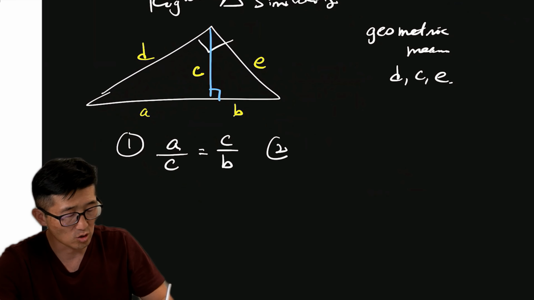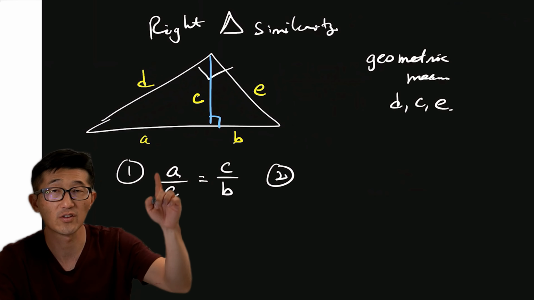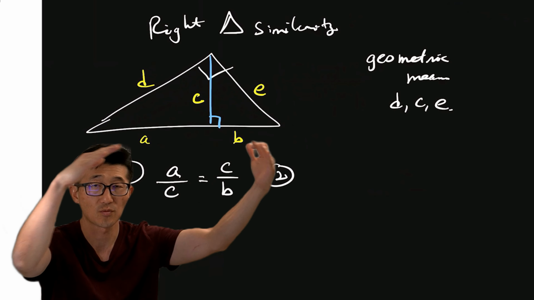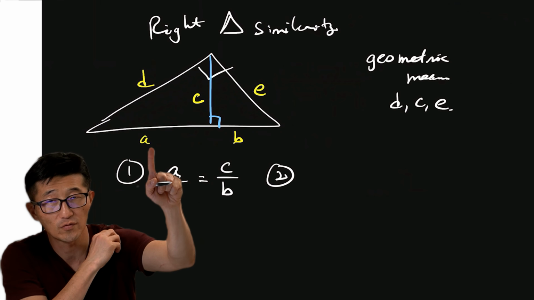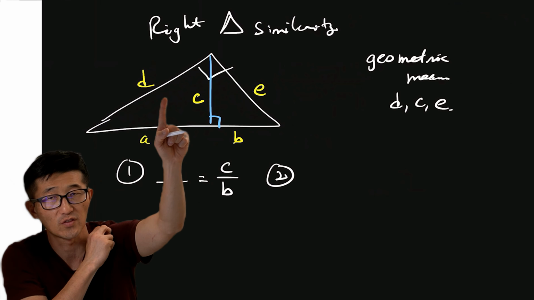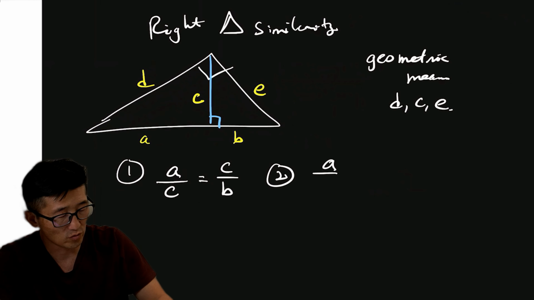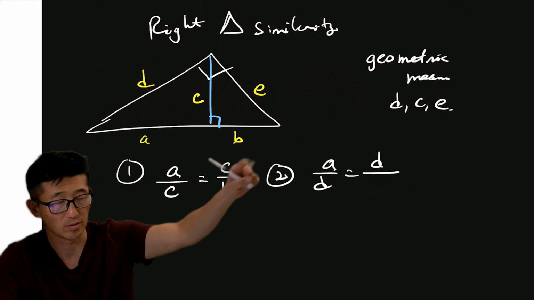The second equation that you need to memorize, think of it like this. If this is a house, this is the left side of the house, the floor of the left side. The floor of the left side corresponds to the roof of the left side. So it'd be A over D equals D over the whole floor, A plus B.